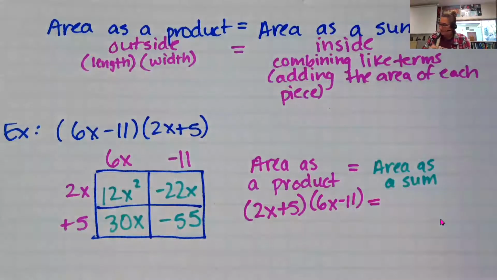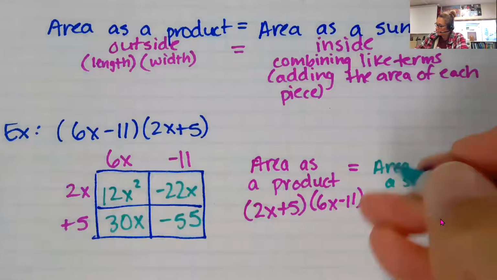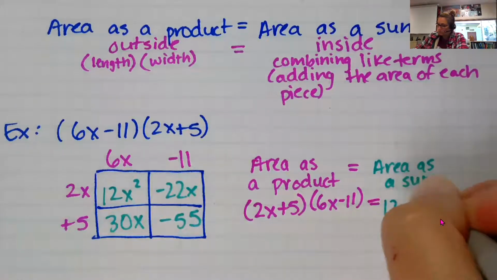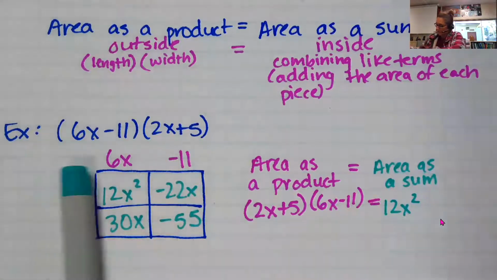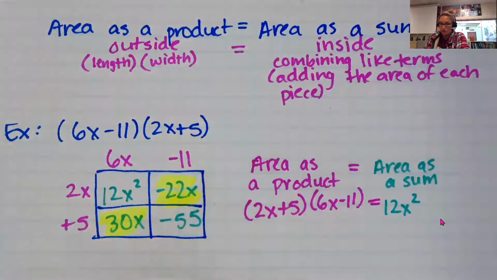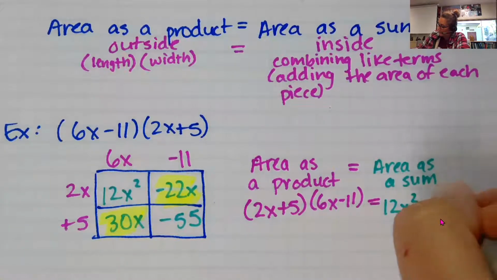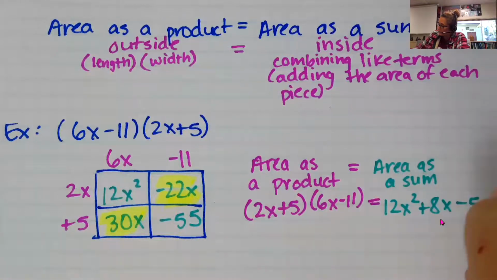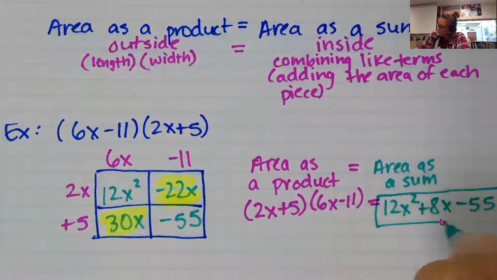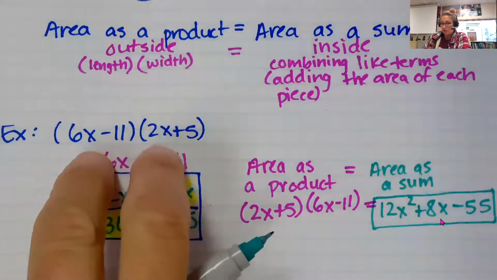Equals. And then I'm going to combine like terms here. So I have a 12x squared, no other x squareds. I have a 30x and a negative 22x, which are like terms. So I'm going to combine those and I get an 8x minus 55. Now, I'm just going to box this answer. This would really be the answer if they said, hey, multiply these two together.